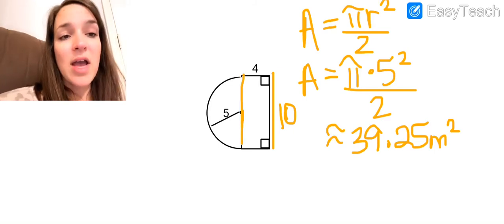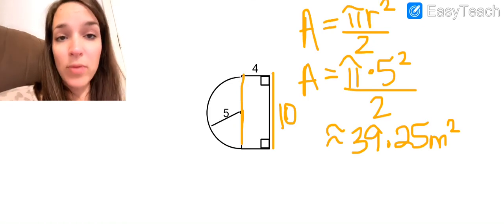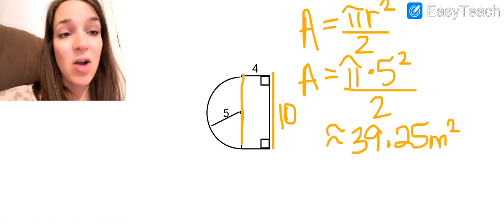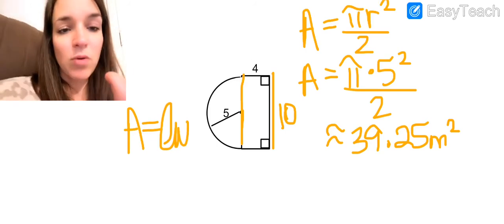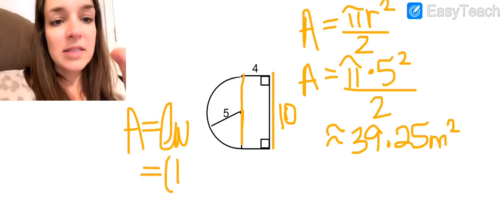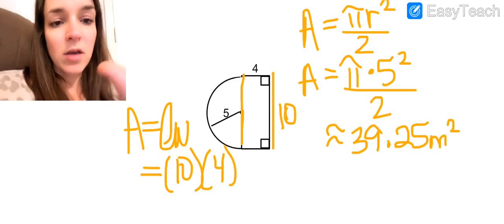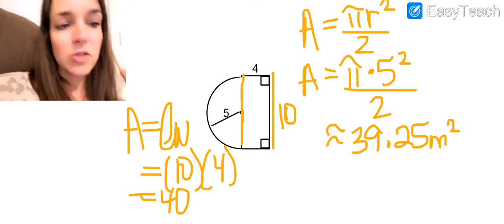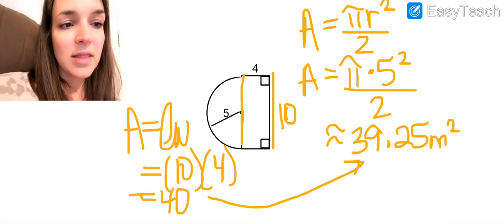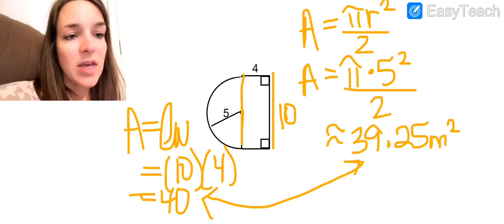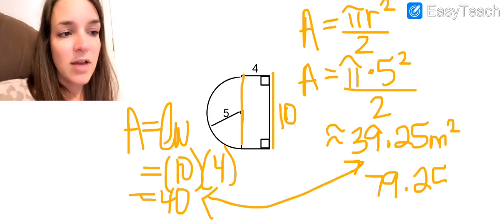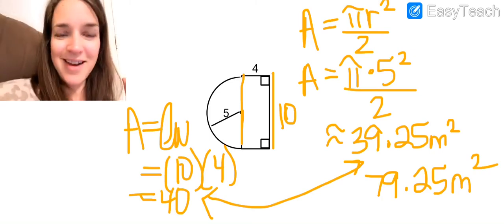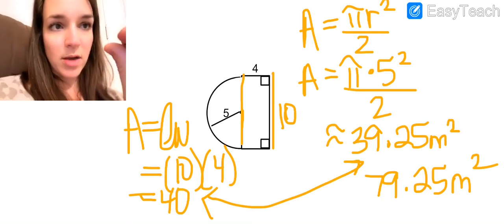Okay, so for area of a rectangle, now the whole perimeter of the rectangle wasn't part of my shape, but now the area of that whole rectangle is part of my shape. So I'm finding the whole area of a rectangle, which is length times width or base times height, same thing. So that's going to be 10 times 4, which I know is 40. So now all I have to do is combine these two, which would give me approximately 79.25 meters squared. Awesome. Okay, moving on.